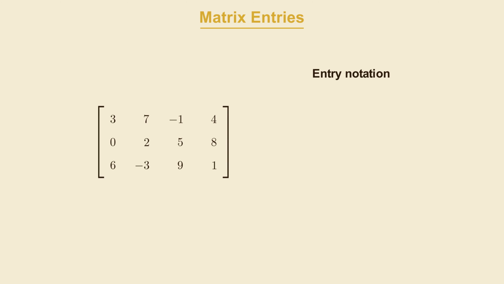Each individual number inside the matrix is called an entry. The entry in row i and column j is written A sub ij. Under conventional notation, the first index is always the row, and the second is always the column. So A sub 2,3 would be the entry sitting in row 2, column 3.